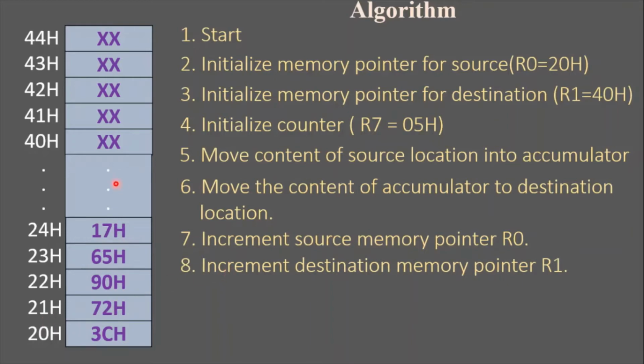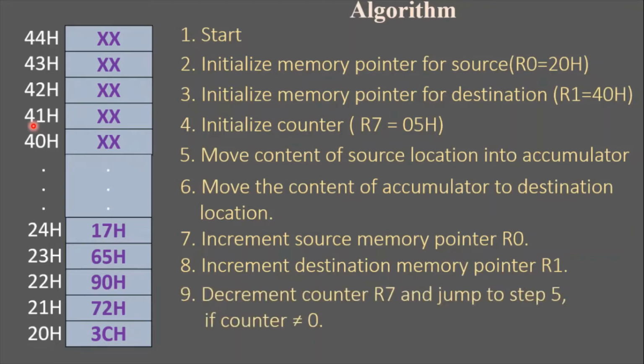Similarly, you are done with the 40H location, so increment the destination memory pointer R1 so that it will now point to 41H. And as out of 5 times you have done the shifting operation 1 time, decrement the counter R7 by 1. From 5 it will become 4, and as 4 is not equal to 0, jump to step 5. So it will start transferring the second number.